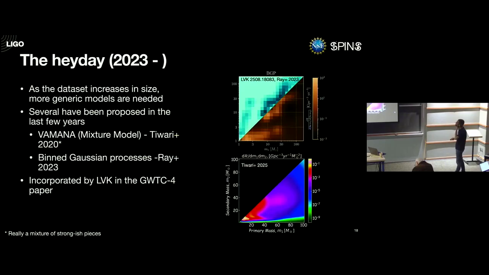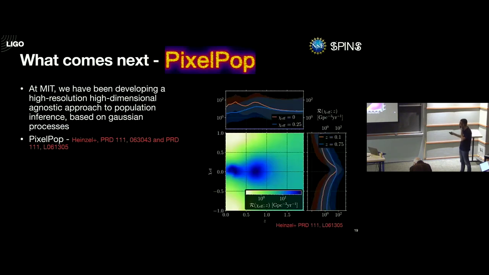Okay, so in my opinion, and it's 5 p.m., I probably want to be controversial, the future is in this direction. We should stop, or at least reduce, our dependence on strong models. So at MIT, we have been working in the last couple of years on developing something that we call PixelPop. It's a higher resolution, high dimensional, agnostic approach to population inference. It's based on Gaussian processes.